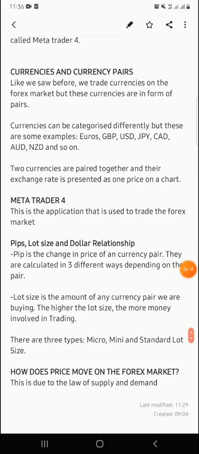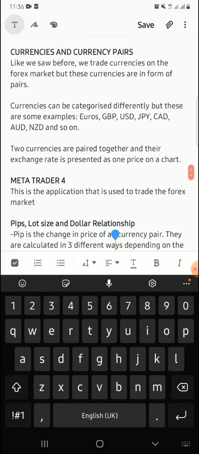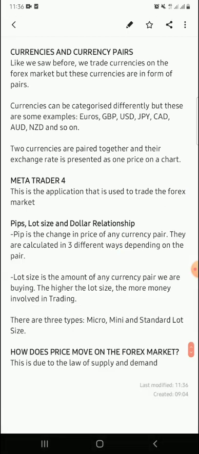So now we are going to pips, lot size, and dollar relationship. Now these words are new words. Let's say if you're a newbie, if you've not heard anything about forex before, these words may look confusing to you, but we are just going to take them step by step. All right, so now a pip is the change in price of any currency pair. Okay, this is any. So it is a change in price of any currency pair.